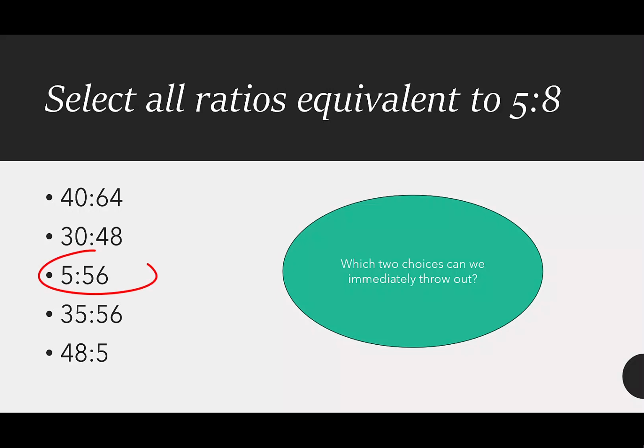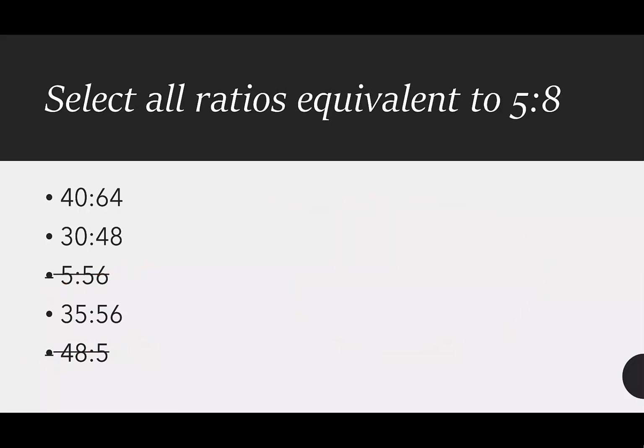Hopefully you noticed the third one, 5 to 56, is not going to be an equivalent ratio. The first number is still 5, but the second number changed, which means those two can't be equivalent, so I can mark that one out. You should also notice that 5 is smaller than 8, and when I look at the last choice, 48 to 5, the first number is larger. That also tells me I can rule this one out. Now I'm down to 3 choices. I need to decide if the remaining ratios are equivalent to 5 to 8.